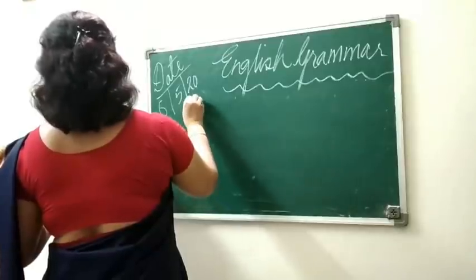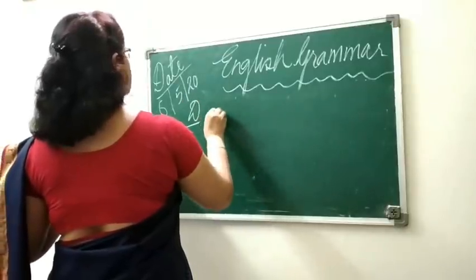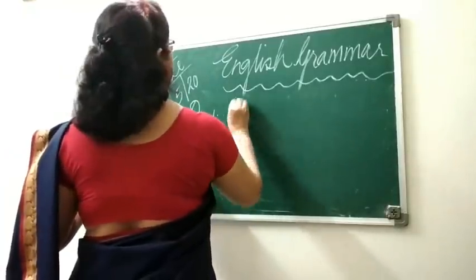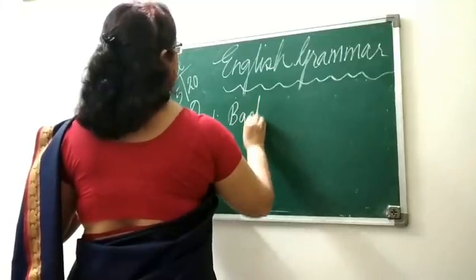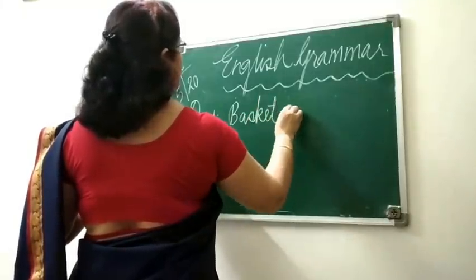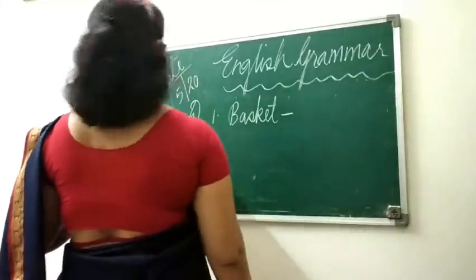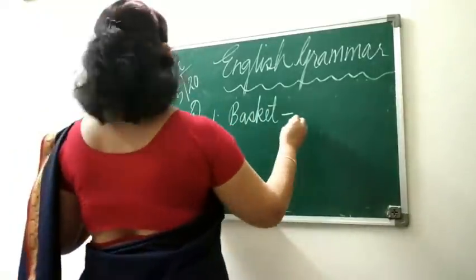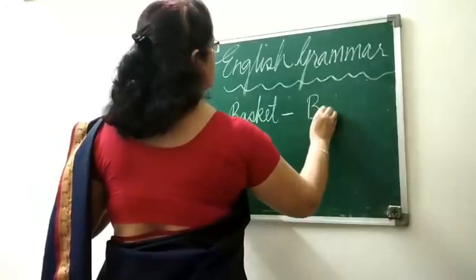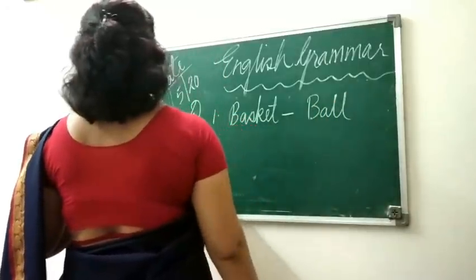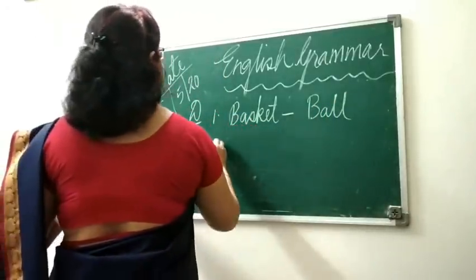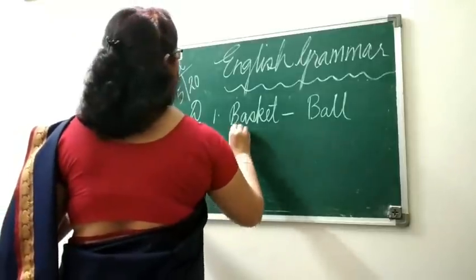Now, D1. First is basket. What is the correct word? The correct word is ball. Next is ground.